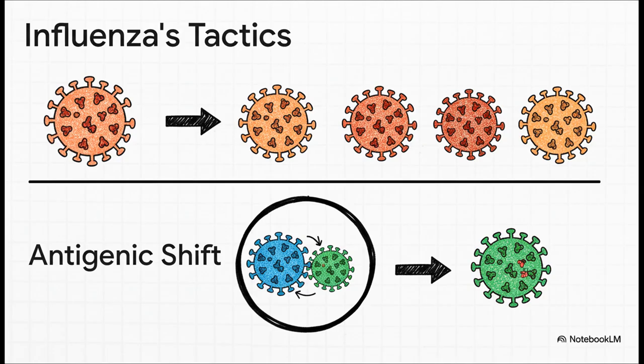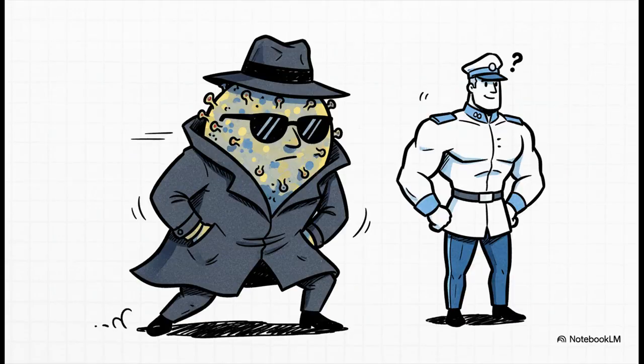But then, every once in a while, something much bigger happens. It's called antigenic shift. This isn't just a typo, it's a complete rewrite of the book, usually when two different flu viruses mix their genes together. And when that happens, you get a totally new virus that nobody's immune system has seen before. That's what causes pandemics.